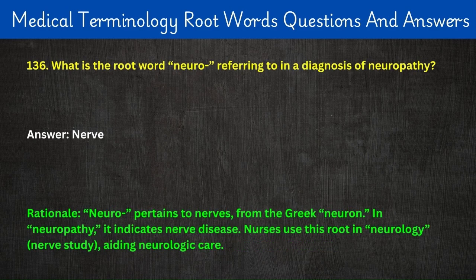136. What is the root word neuro- referring to in a diagnosis of neuropathy? Answer: nerve. Rationale: Neuro- pertains to nerves, from the Greek neuron. In neuropathy, it indicates nerve disease. Nurses use this root in neurology, nerve study, aiding neurologic care.